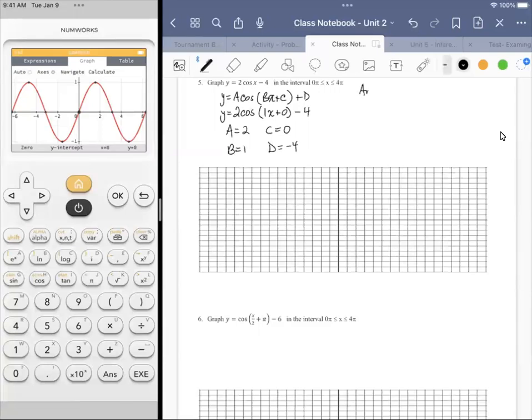So my amplitude is whatever the absolute value is of the a value. So 2. The b value is going to help us find the period. Period is equal to 2 pi over b. So 2 pi over 1, which is 2 pi. C value is irrelevant, so it's not going to shift horizontally. It's going to shift vertically because the d value, which is the vertical translation, the VT. So we're going to shift down 4 units.